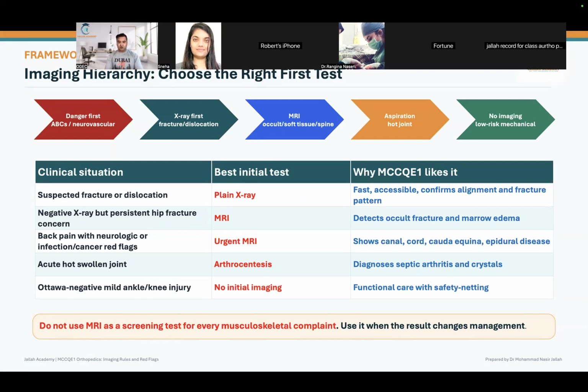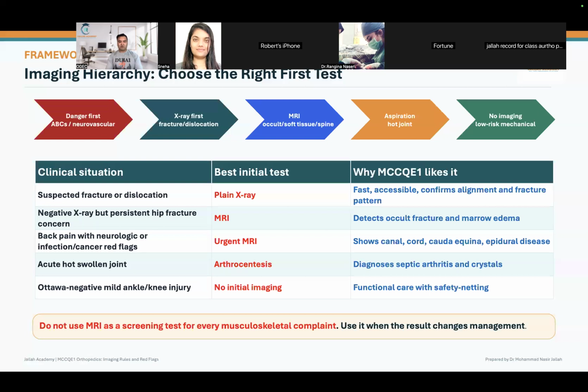Aspiration for hot joints, and no imaging for low risk mechanical pain. If a younger patient comes with lower back pain, a paramuscular strain, then you don't have to do any imaging, right? Just a conservative approach will be more than enough.